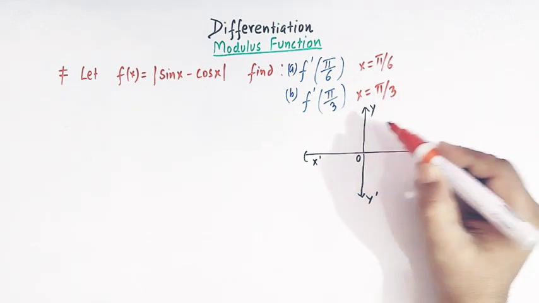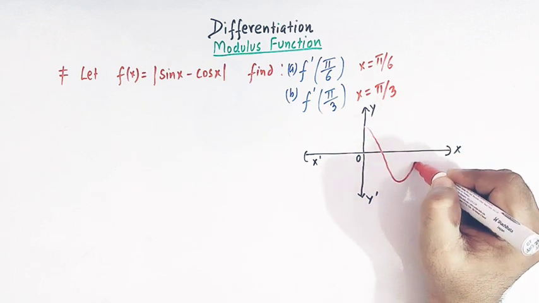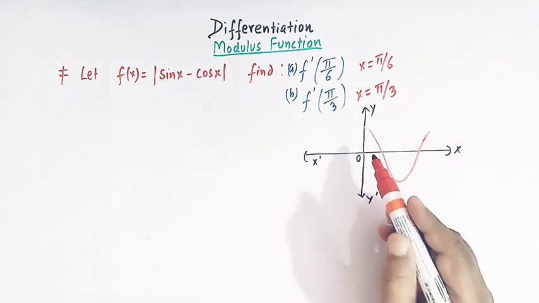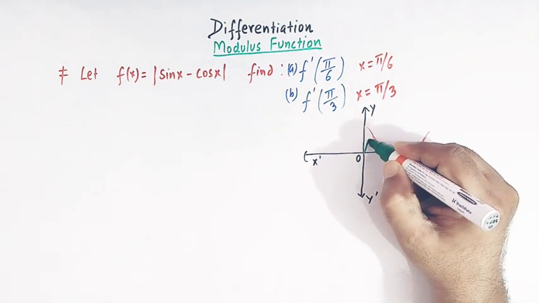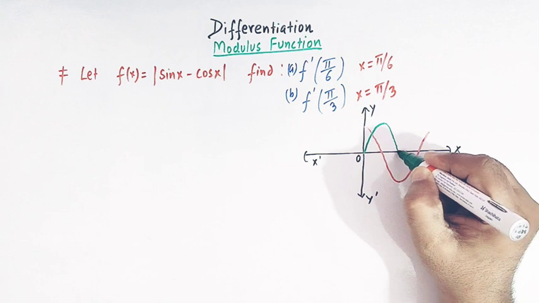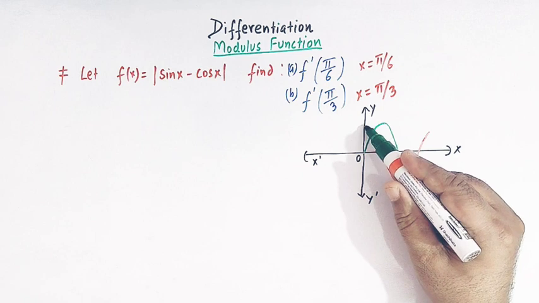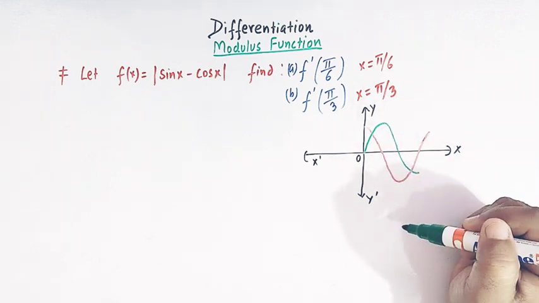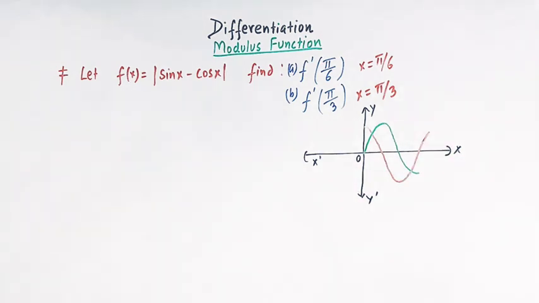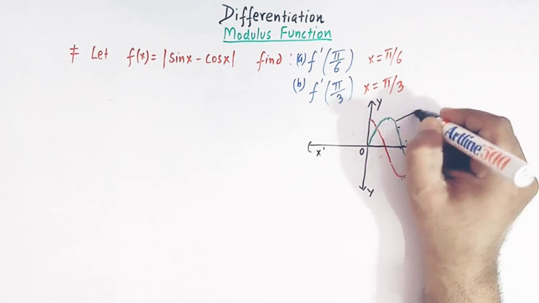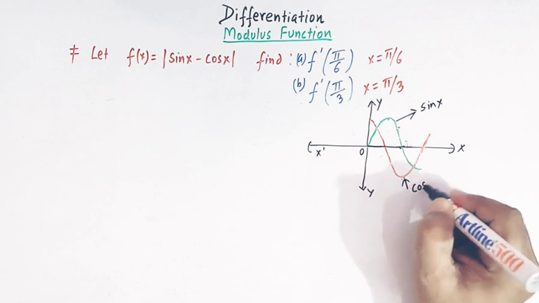So let us first draw the graph of cosine x, right? So the graph of cosine x, it goes like this, right? And the graph of sine x, it goes like this, right? So here we have the graph of sine x, right? So the red graph shows the graph of cosine x and the green curve shows the graph of sine x. So now this is the graph of sine x and this is the graph of cosine x, right?